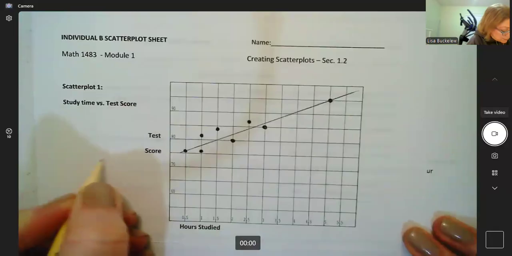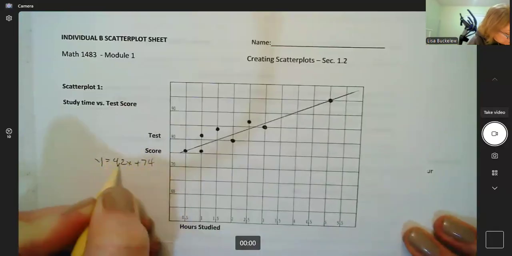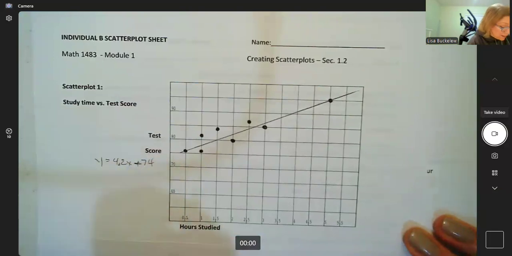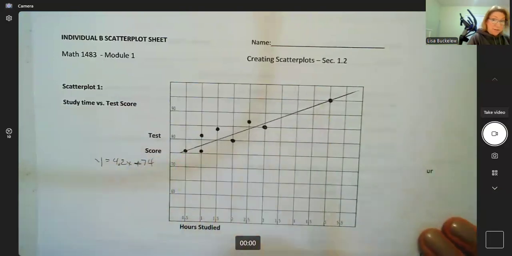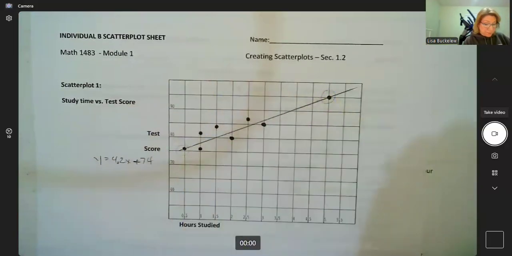So that line was 4.2x plus 74. Okay. So that's what this line is. And we just got that from using this point and this point. Okay, so I'm going to stop this video.